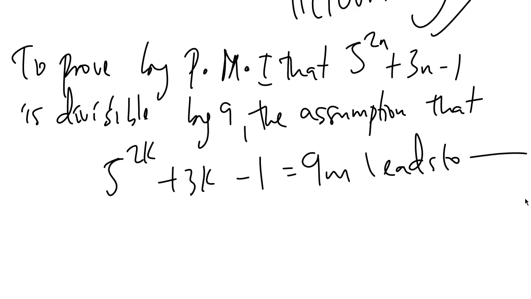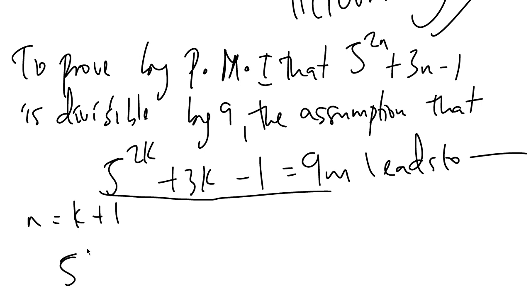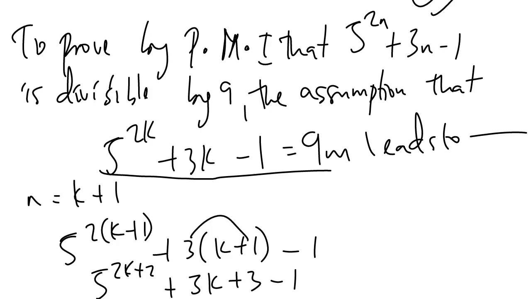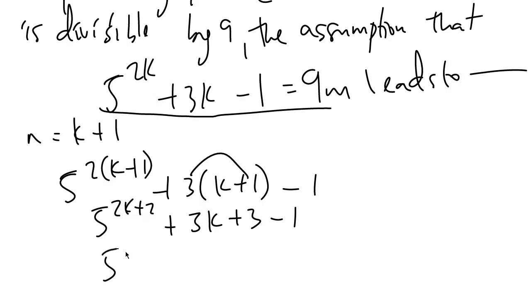So what do we do? Substitute what? n equal to k plus 1, because that's the next step after the question has already substituted k, right? So that will be 5 to the power 2 into k plus 1 plus 3 into k plus 1 minus 1. And then if you now simplify that, 2 into k plus 1 is what? 2k plus 2, then plus 3 into k plus 1 is 3k plus 3, then minus 1. So that now gives you 5 to the power 2k plus 2 plus 3k, then 3 minus 1 is what? Plus 2. Do you get it?